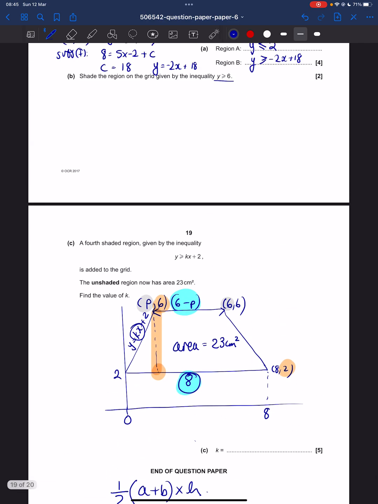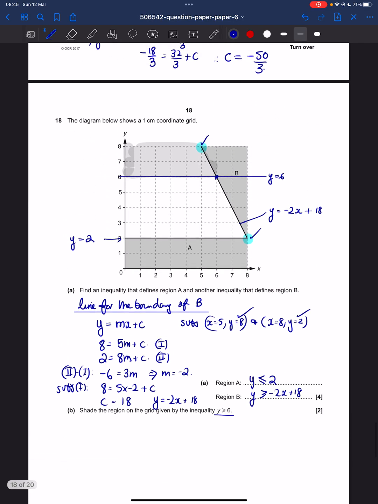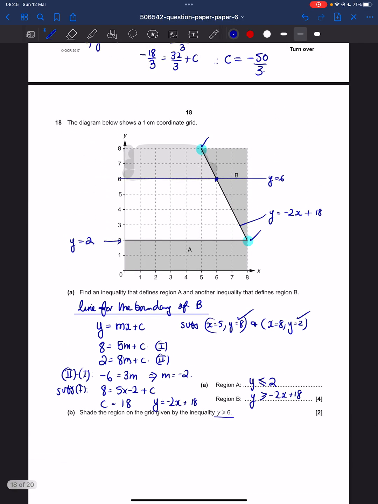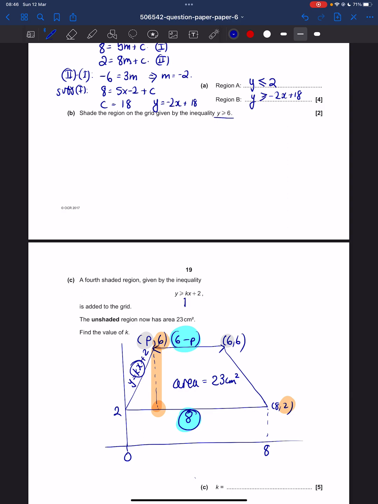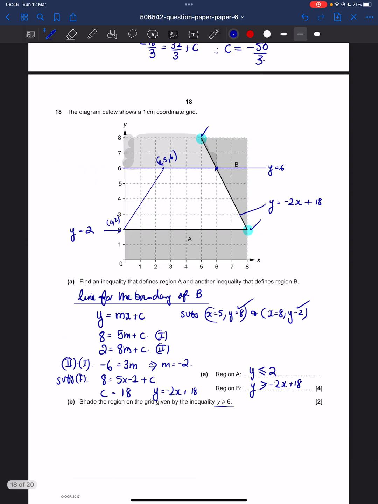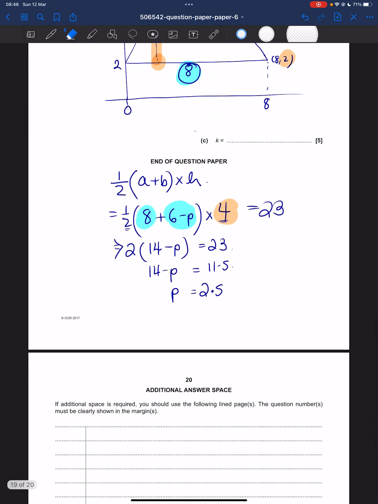Okay, so I'm going to transfer all that information onto this diagram here. I've done it a different way from my colleagues. Right, P is 2.5, so this line looks like this. I've worked out that it goes from 2.5 across, 6 up. The K that we need here is actually the gradient of the line connecting these 2 points. Ah, that's it, so I haven't quite finished.